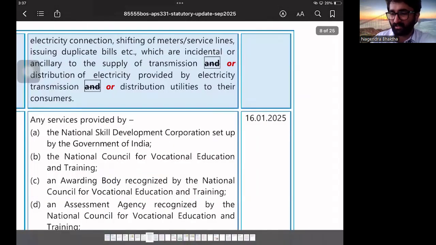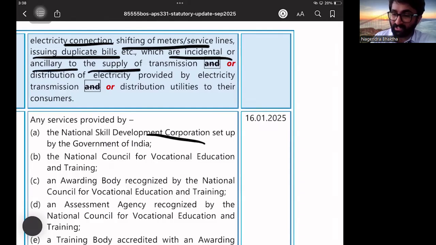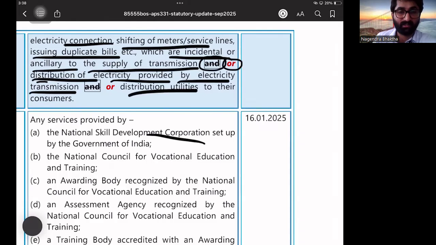And they have done some changes here. See, electricity connection, shifting of the meters lines, issuing the duplicate bills, etc. Those were the services given by these linemen, which are incidental or ancillary to the supply of the transmission or distribution of electricity provided by the electricity transmission or distribution utilities.